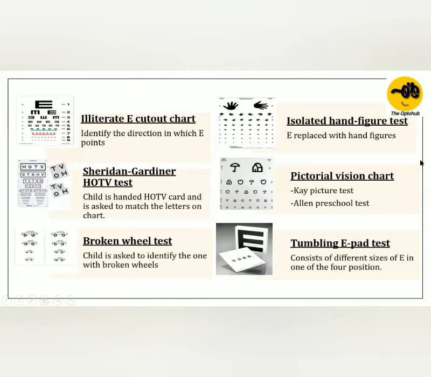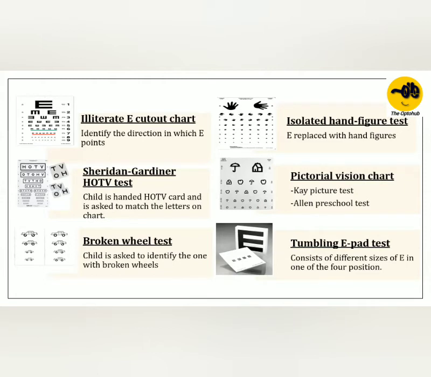Next is isolated hand figure test. तो इसमें same उसी चीज से उनको direction ही point करना है, just that E is replaced with hand figures. Then Sheridan-Cardenas HOTV test. So the child is handed HOTV card and is asked to match the letters on the chart. Next is pictorial vision chart.